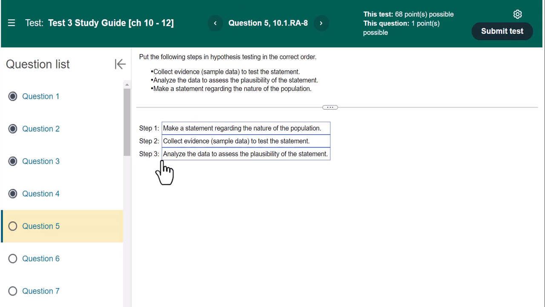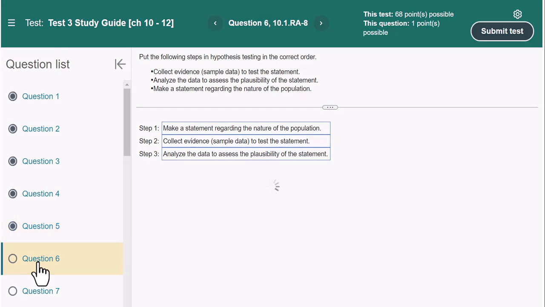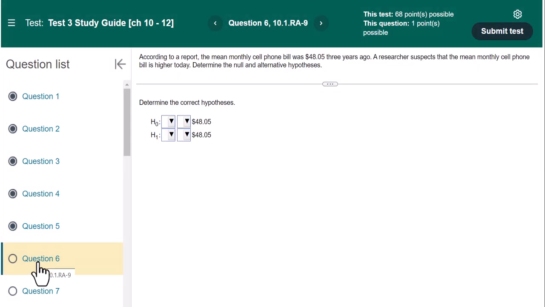Okay, next question. According to a report, the mean monthly cell phone bill was $48.05 3 years ago. Researchers suspect that the mean monthly cell phone bill is higher. So the null is the mean equals 48.05 and the alternative is the mean is greater. Higher means greater. Just use the greater sign.